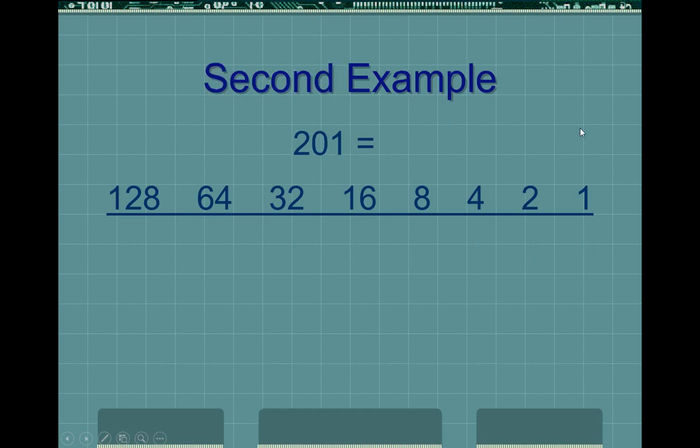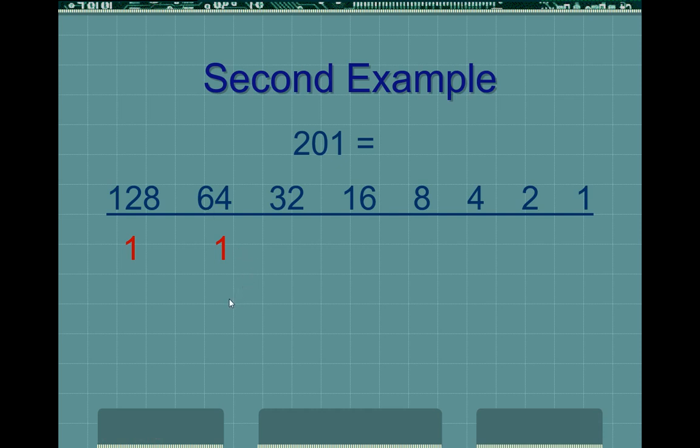Let's try another example. So doing the same process, we start with 201 and we say, can we subtract 128 from that? Yes, we can. And I'm going to go ahead and do it on the calculator. And you get 73. So from 73, can we subtract the 64? Yes. That leaves me with 9 on my calculator.